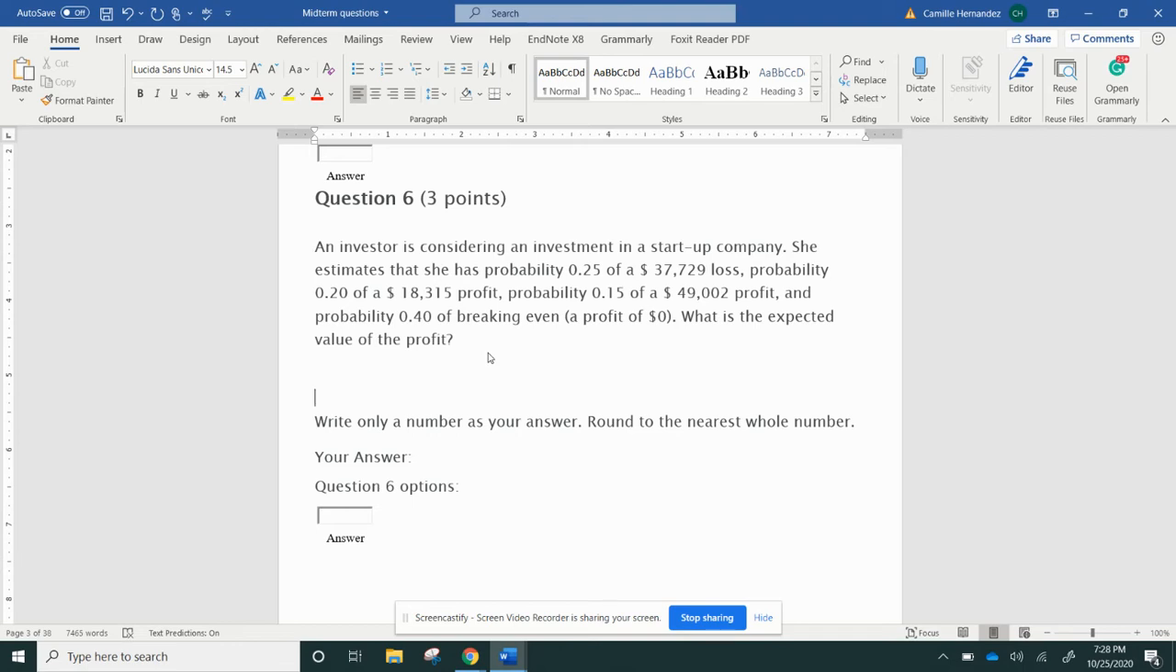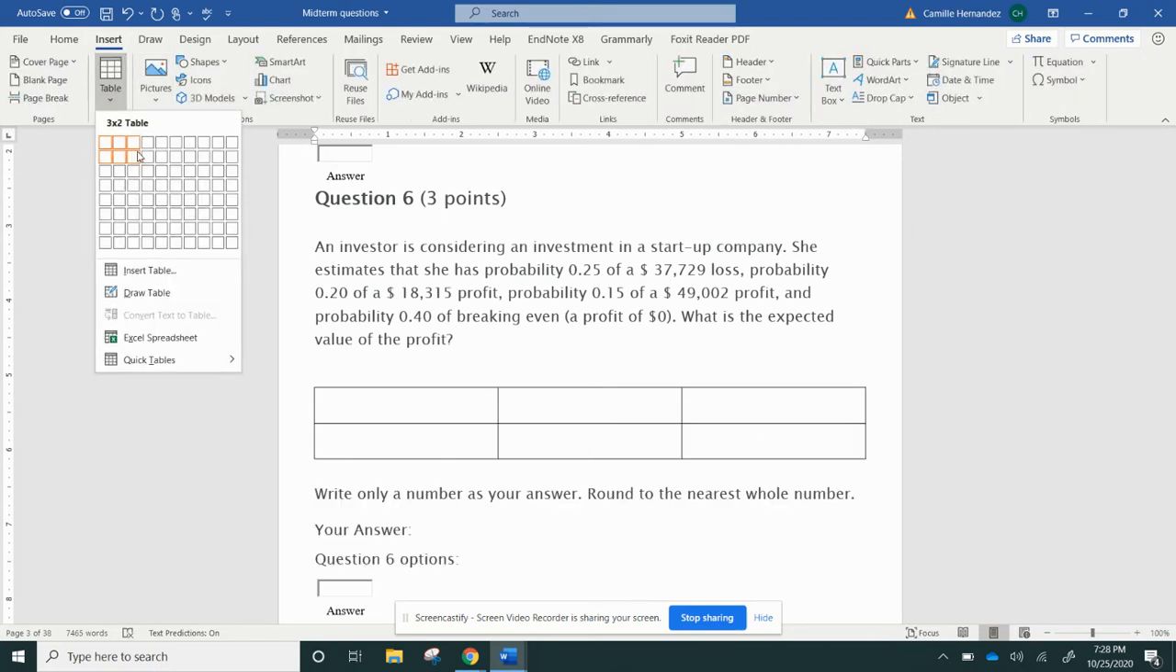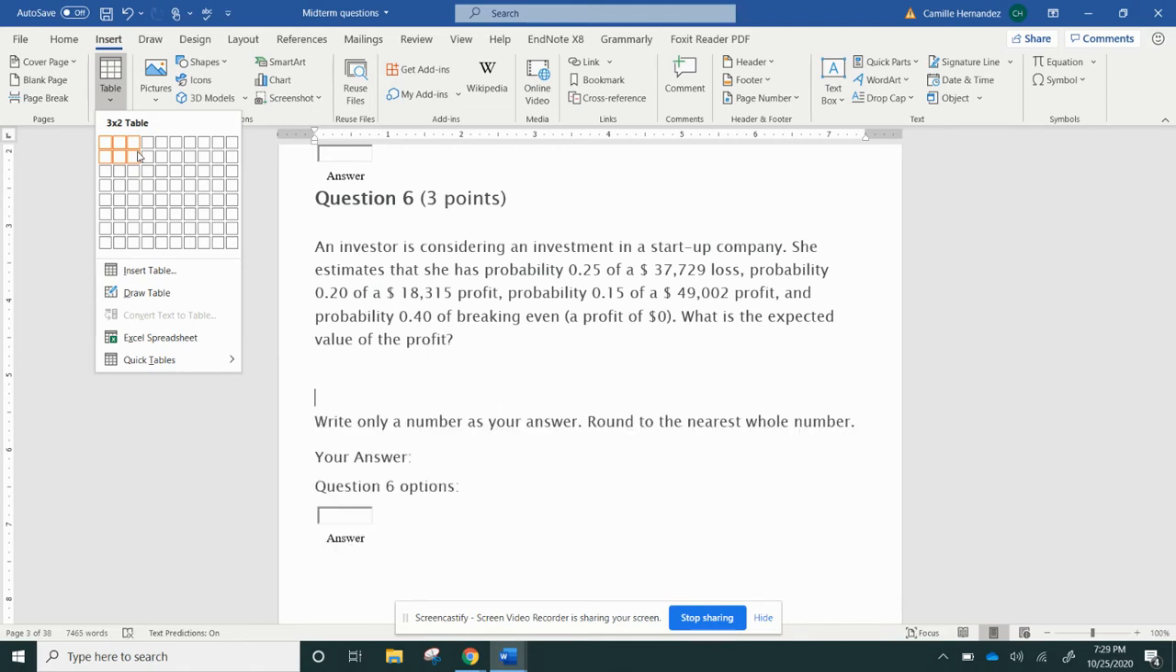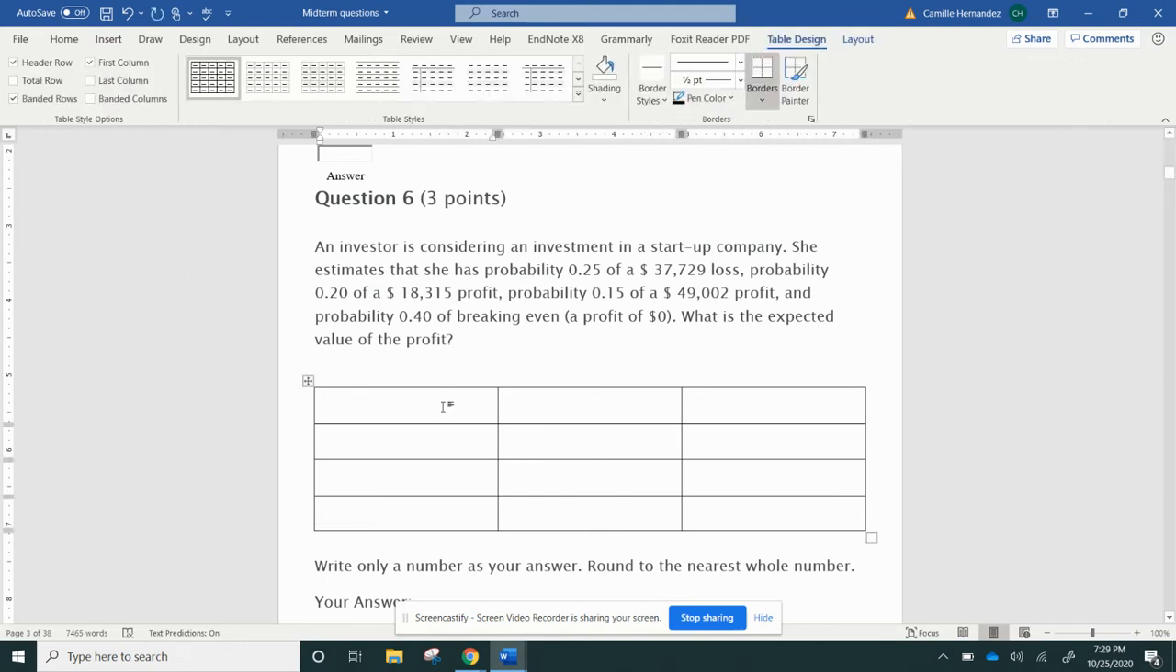All right, so I'm going to show you what I'm going to do. I'm going to make a table. I'm going to do 1, 2, 3, 4. Okay, I think I'm going to be good if I do it this way. So right here, probability, and this is going to be gain or loss. Let's try it that way.